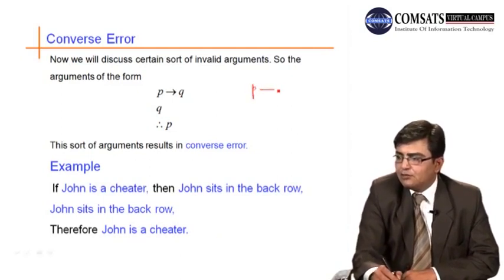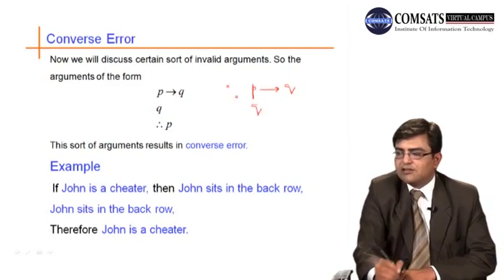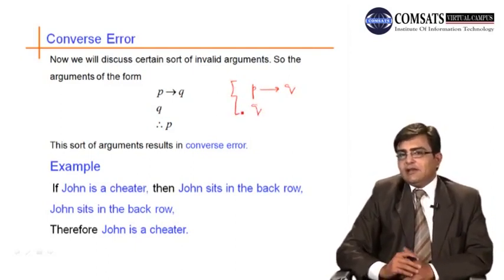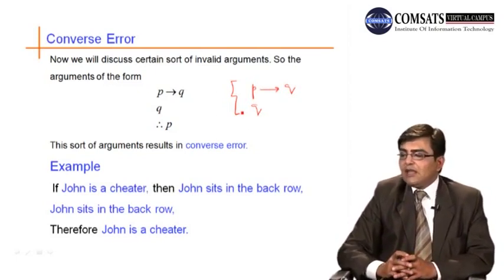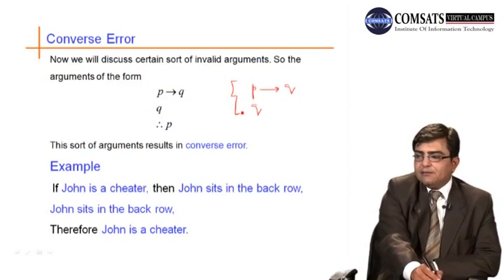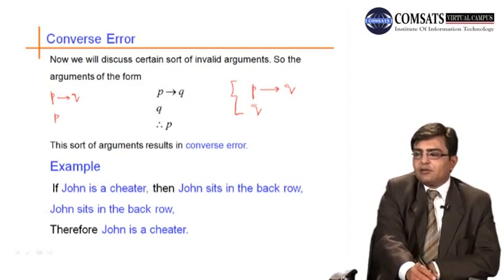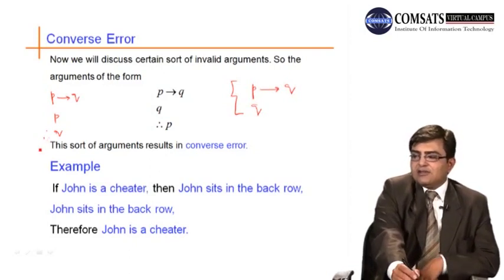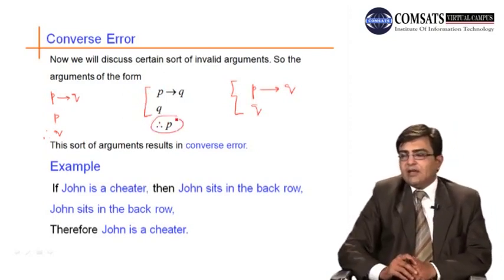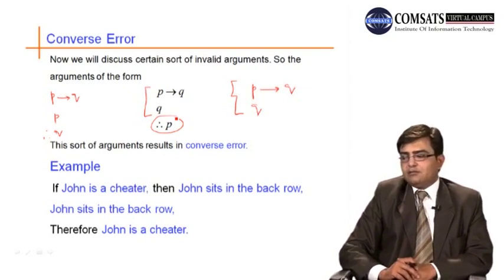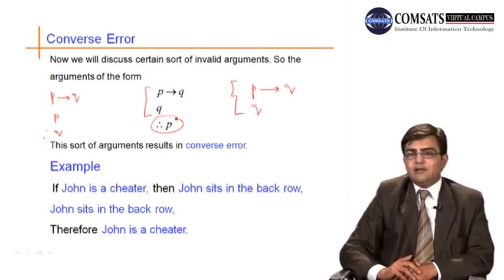think P implies Q. This is also the modus ponens. If we see carefully, modus ponens is basically P implies Q and P. Therefore, we conclude Q. Now, sometimes people write P implies Q and the second statement as Q, and they conclude P. So this is an invalid argument, or this argument form is not valid.